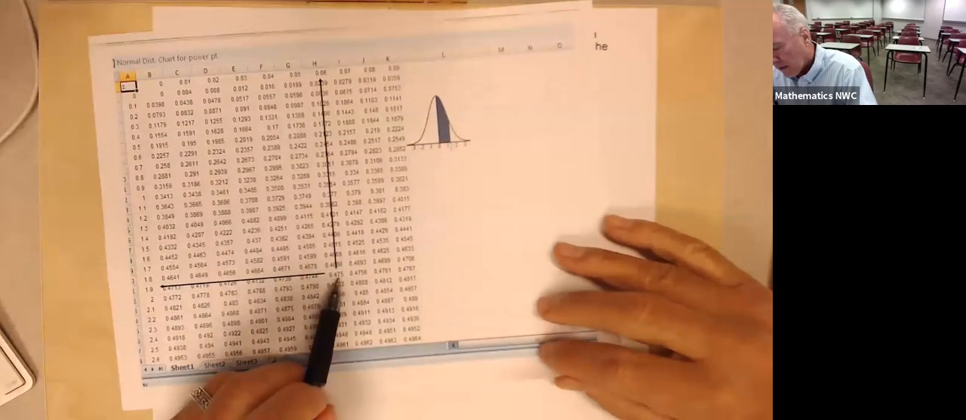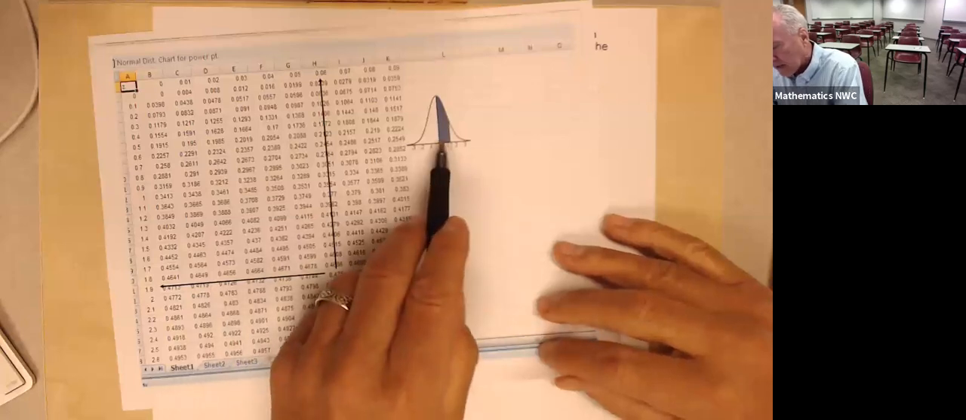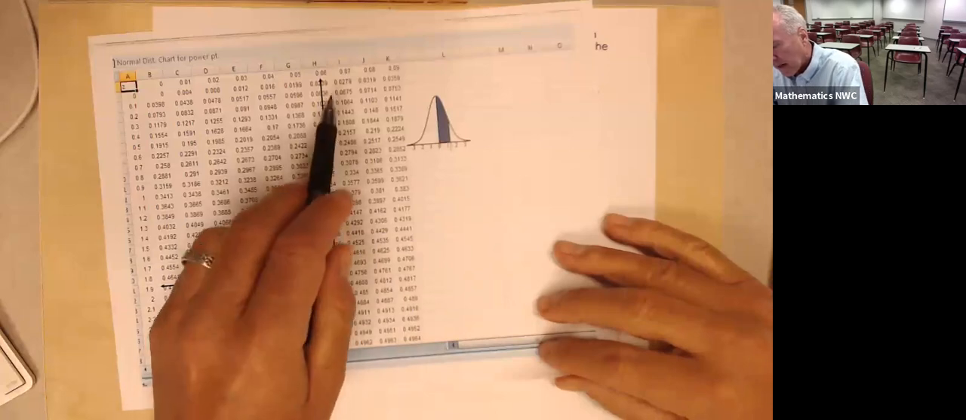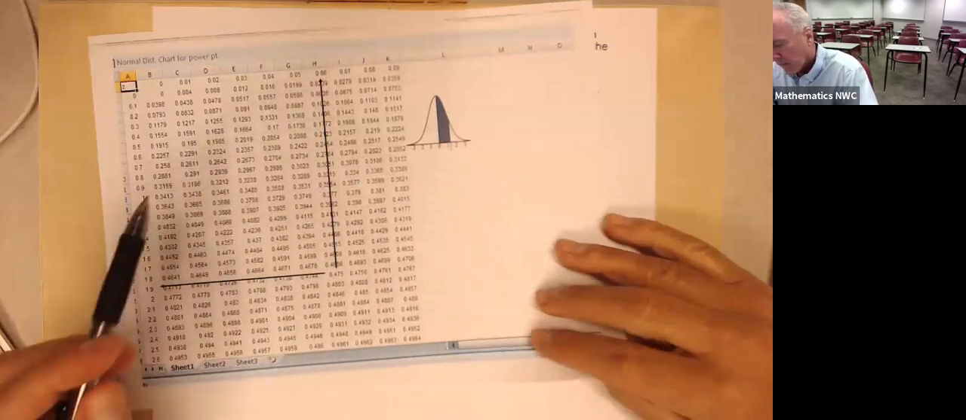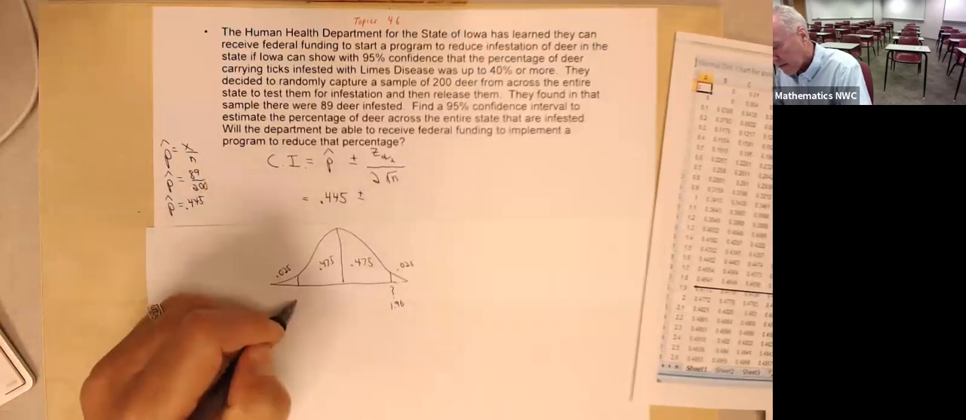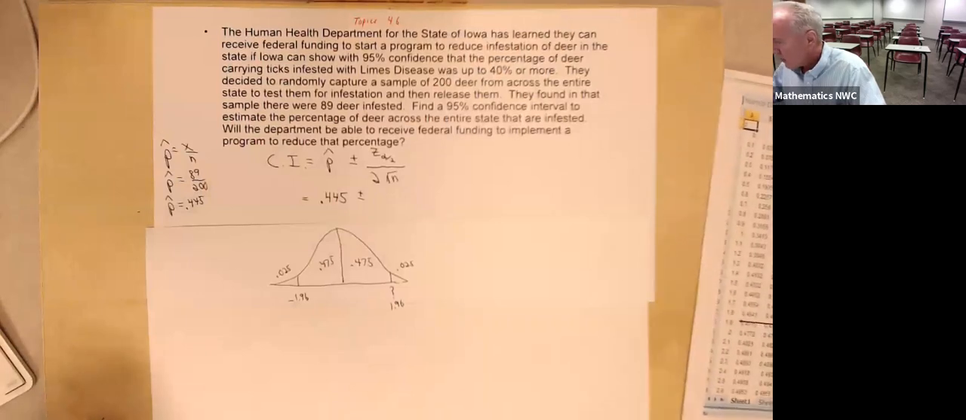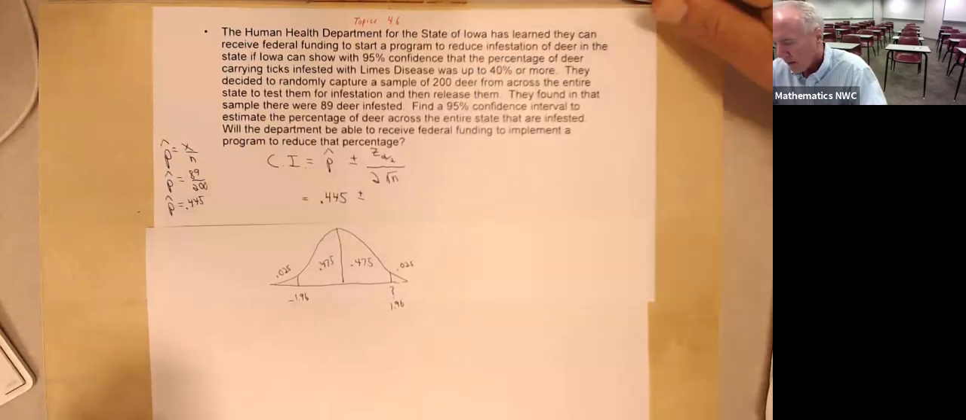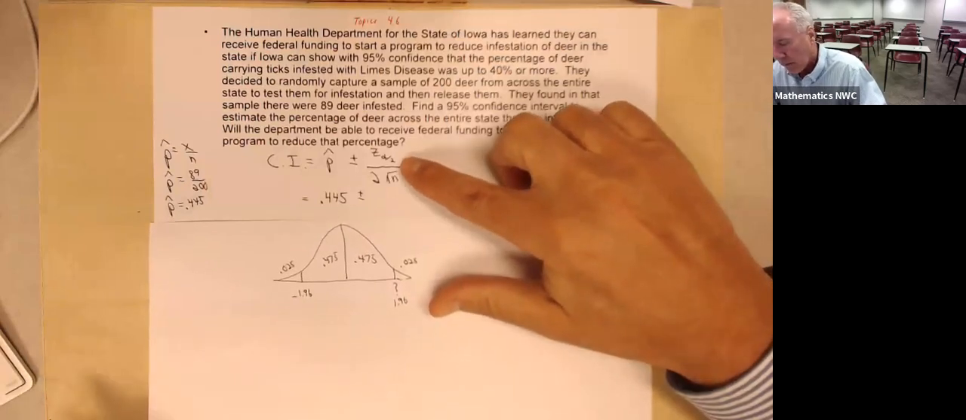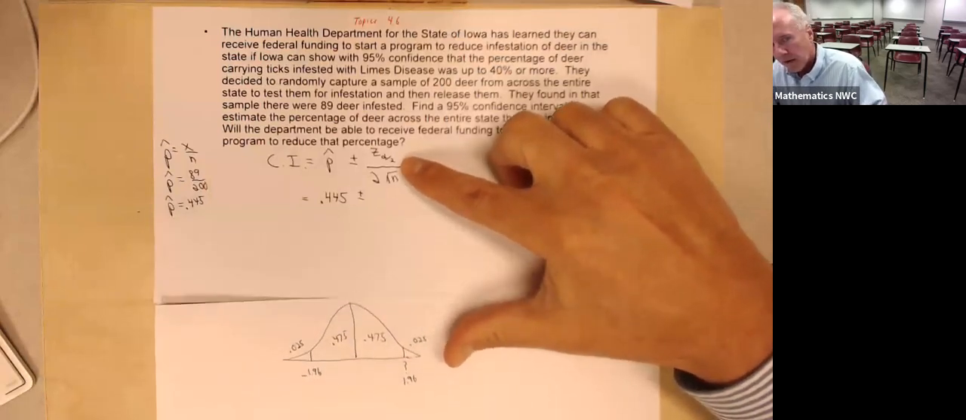The 0.475 happens to be exact. That's describing from the middle out. The z-score is 1.96. That means this z-score was 1.96. This one is a negative 1.96. Those are the two z-scores that we're dealing with in this case. Those are the values that I'm going to be putting up in that numerator right there.